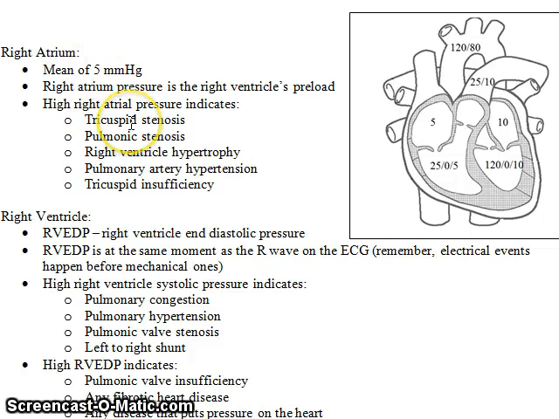Okay, now we need to look at each chamber individually. So the first is the right atrium. And remember, you have to have these pressures memorized. So the average or mean of the right atrium is 5 millimeters of mercury. The right atrium pressure is the right ventricle's preload, so that makes sense.